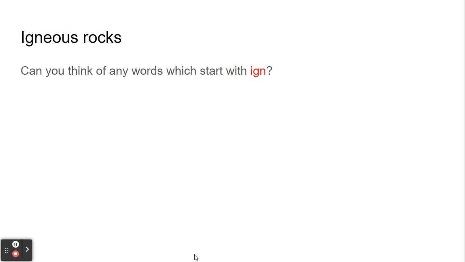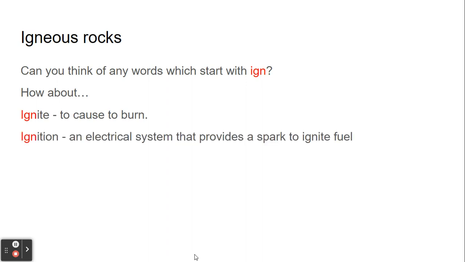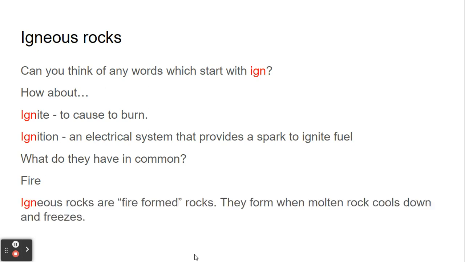Igneous rocks. Can you think of any other words that start with IGN? How about ignite, to cause something to burn, or ignition, the electrical system in a car, for example, that provides a spark to ignite the fuel. What do they have in common? They all are to do with fire. Igneous rocks are fire-formed rocks. They form when molten rock cools down and freezes.